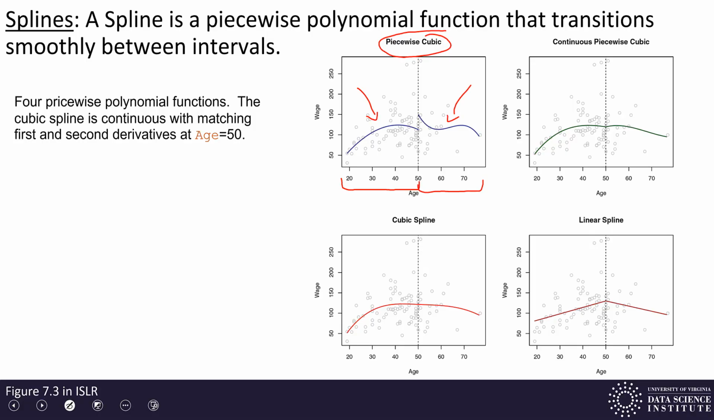There's a serious problem here. The functions don't match at the boundary, which visually is kind of disturbing, and it seems to be overtraining to the data just to the left and just to the right of that 50. So we might say, we'd like cubic functions, we like that flexibility, but we want them to meet together nicely. That would be shown in this next plot, continuous piecewise cubic.